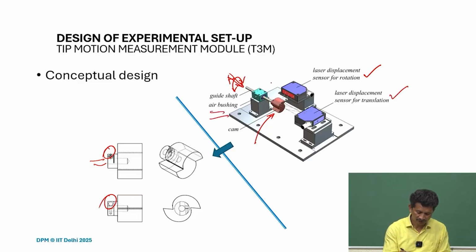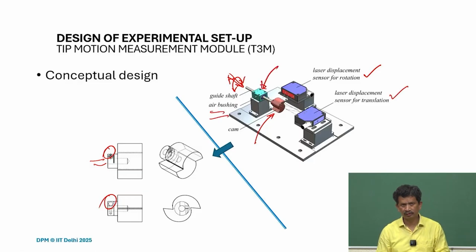But you also see that this bushing is an air bushing, so it doesn't provide any extra friction, because the kind of friction forces we want to measure is very small. And suppose we add any friction here, that will deteriorate the performance, and it may not give us the right value. So this again worked really well.